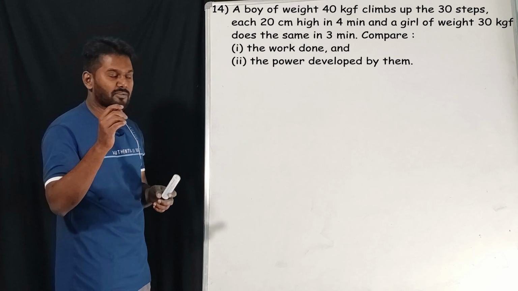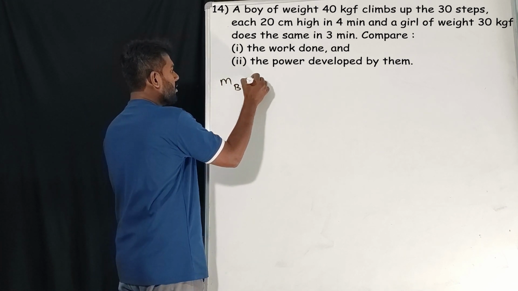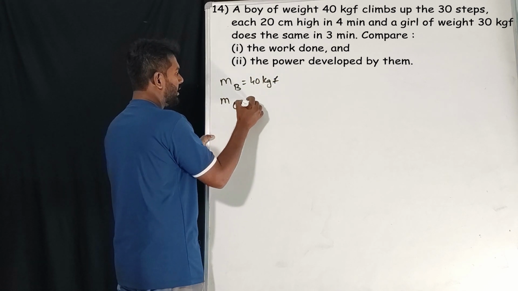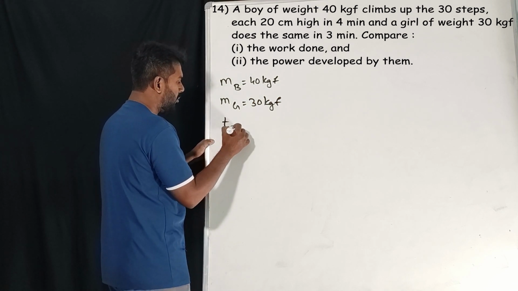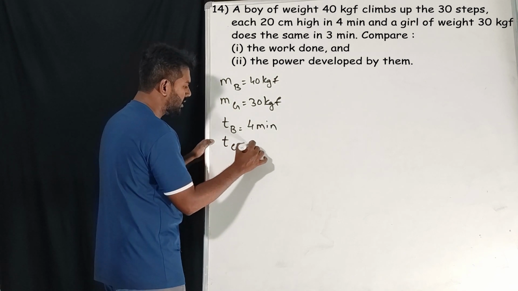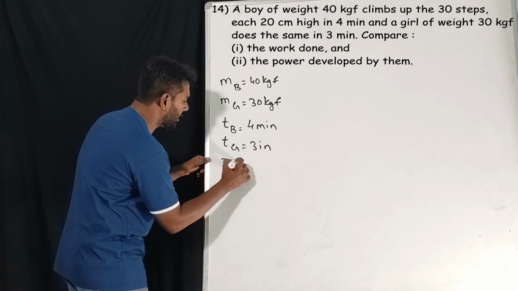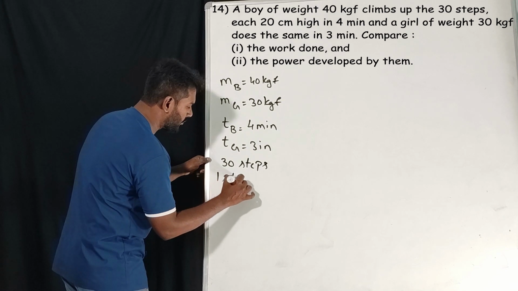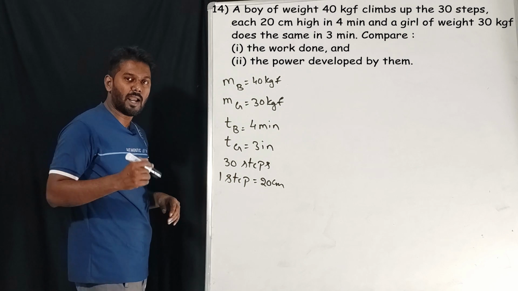So first we will write the given data. Mass of boy is 40 kgf, mass of girl is 30 kgf, correct. Time taken by boy is 4 minutes. Time taken by the girl is 3 minutes. And we have how many steps? 30 steps. One step is equal to 20 centimeter.